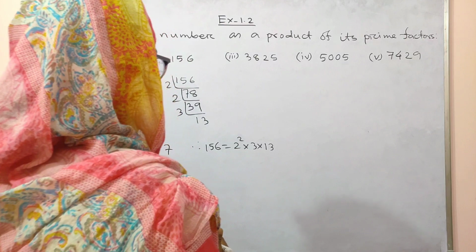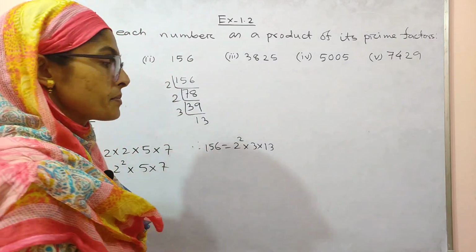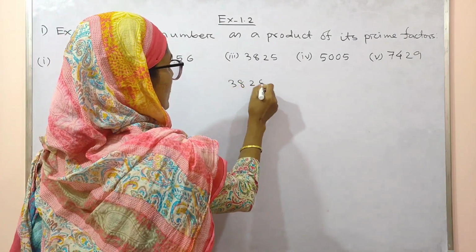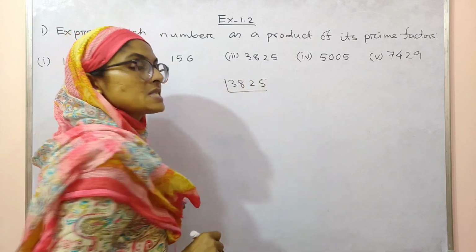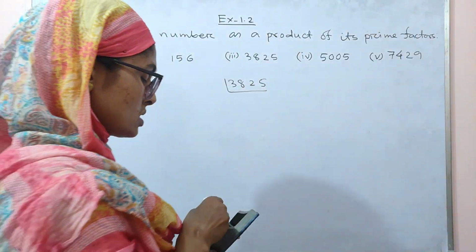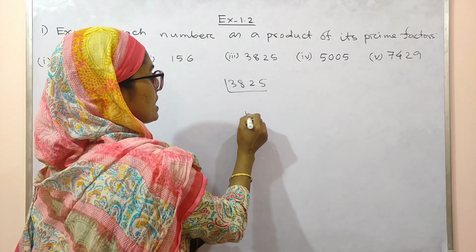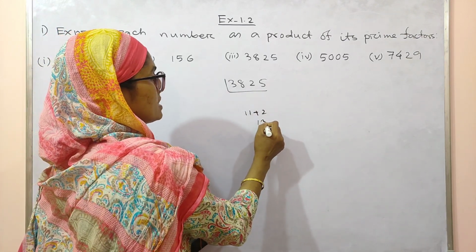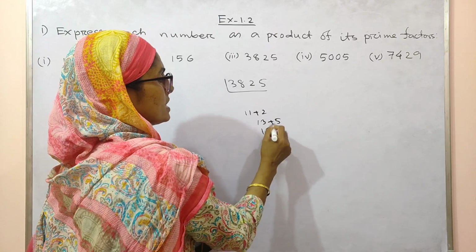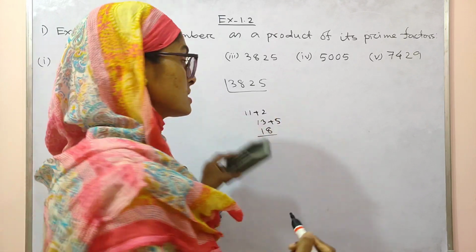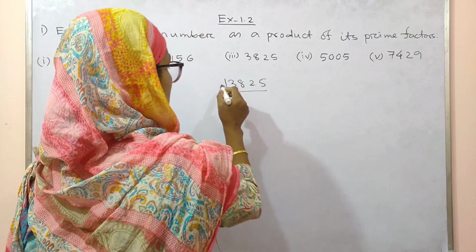Next, write down 3825. Here unit place is 5. So not divisible by 2. Now check divisible by 3. 3 plus 8, 11. 11 plus 2, 13. 13 plus 5, you will get 18. So 18 is divisible by 3. So this number is divisible by 3.